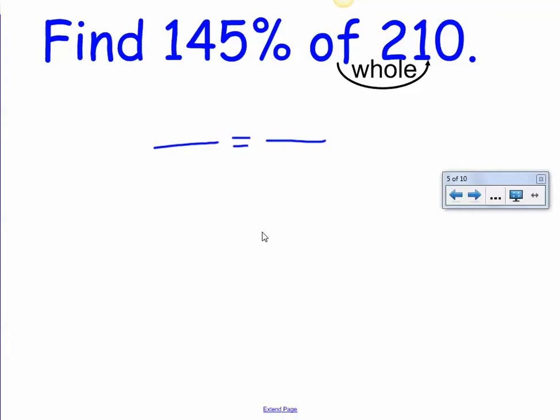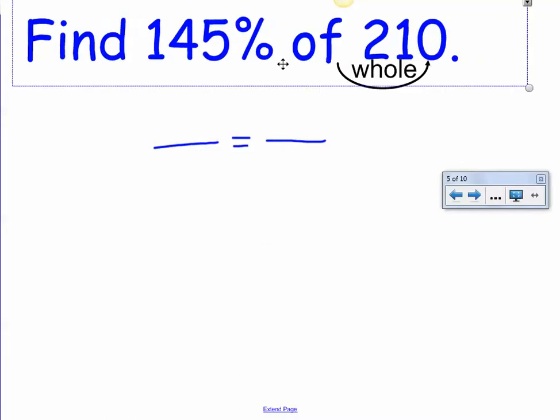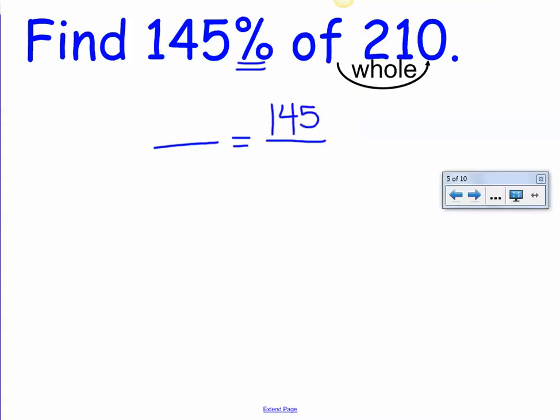So my percent always is going to go out of 100. So I'm going to put 145 over 100. The word of is going to apply to the whole, which is going to be 210. So you're going to put 210 in the denominator. I don't know what the part is because I don't have the word is in here at all, so I'm going to put an X there.